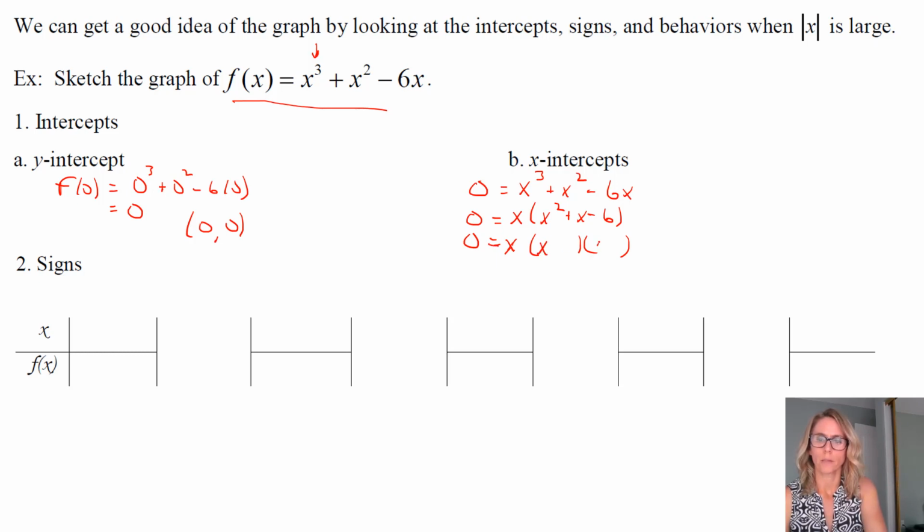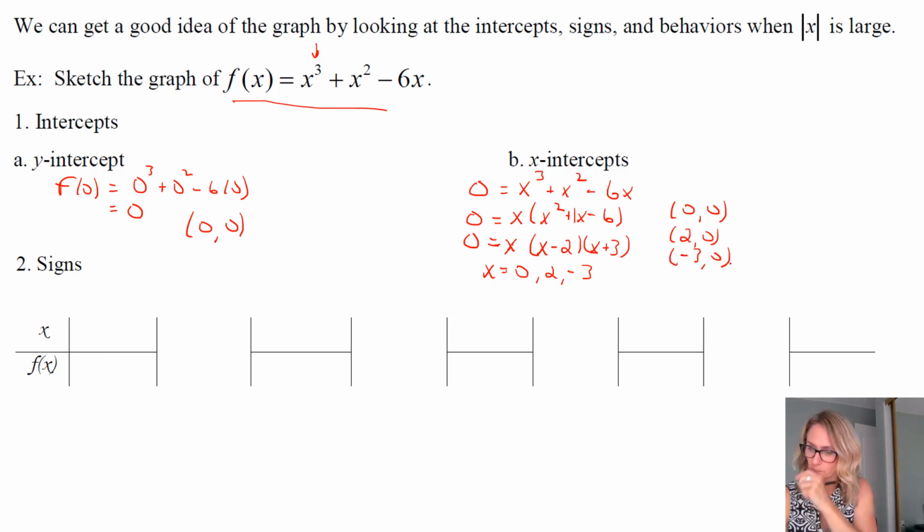So we have x, x. We either have 1 and 6 or 2 and 3, but we want that difference to be positive 1. So it's going to need to be the 2 and the 3 with a plus and a minus. And that's going to give us that x is 0, 2, and negative 3. So realize that that gives us the point (0, 0), which we already knew because that's the y-intercept. It gives us the point (2, 0). It gives us the point (-3, 0).